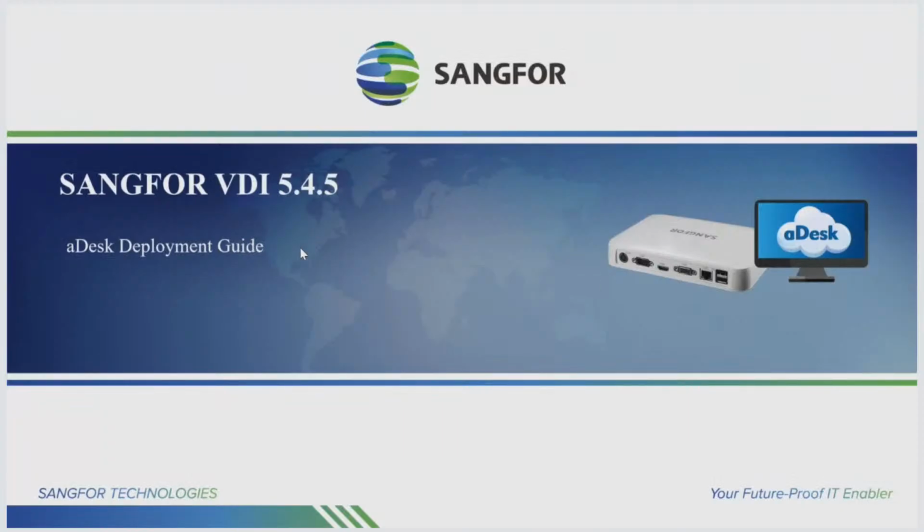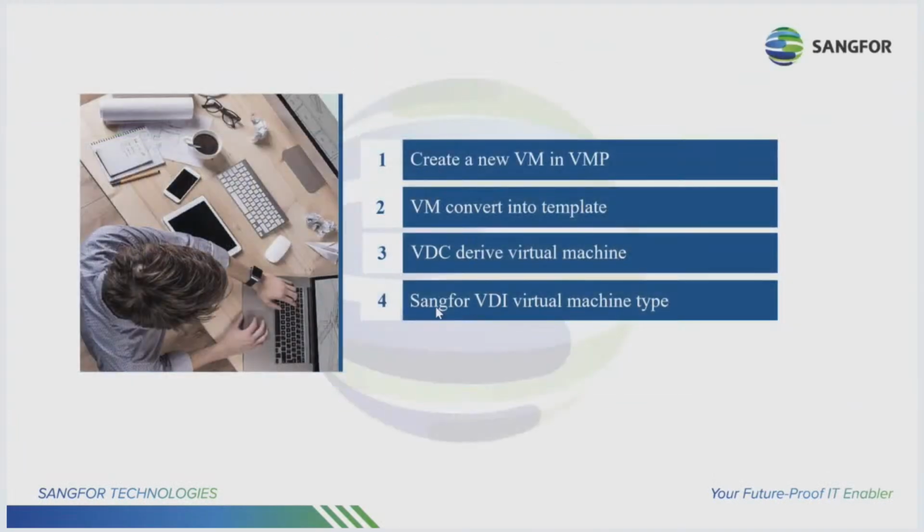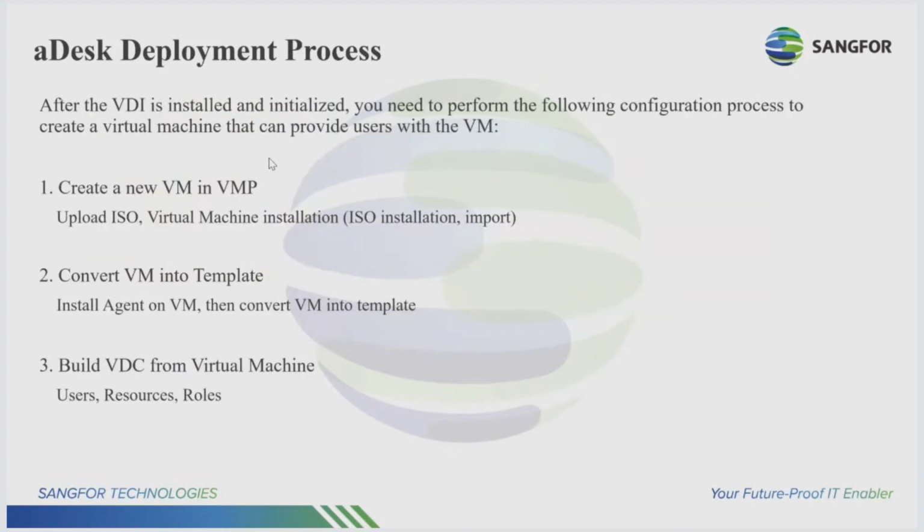Okay, here displays the desktop deployment guide. First, we can see how to create a new virtual machine in VMP, and then how to create a policy to derive multiple virtual machines. After the VDI is initialized, we need to perform the following configuration process to create a virtual machine and derive many virtual machines to users. The process is like 3 steps. One is to create a new virtual machine in VMP and then convert it into a template. Then third, we build from VDC, using this template to derive many more virtual machines.